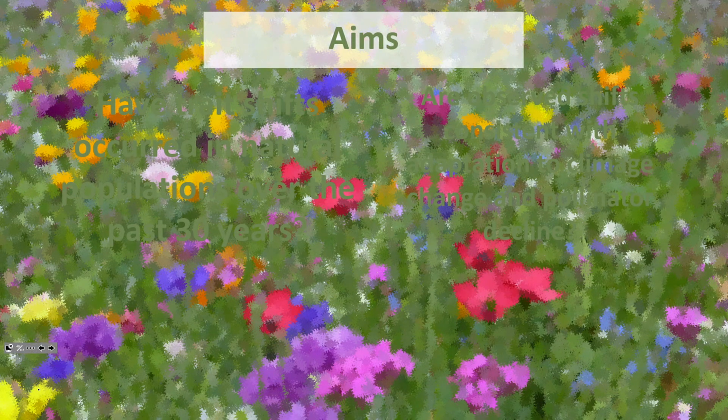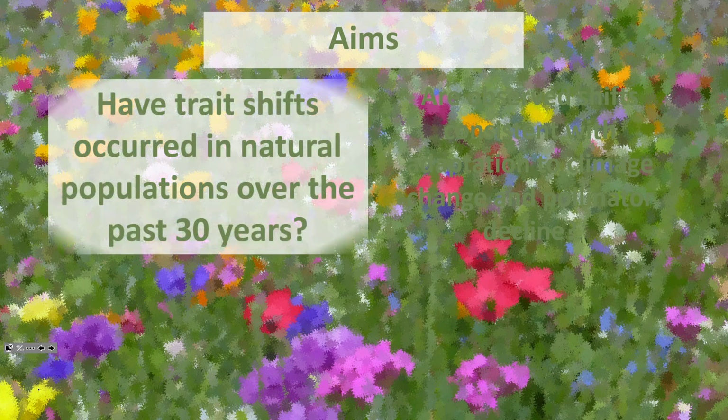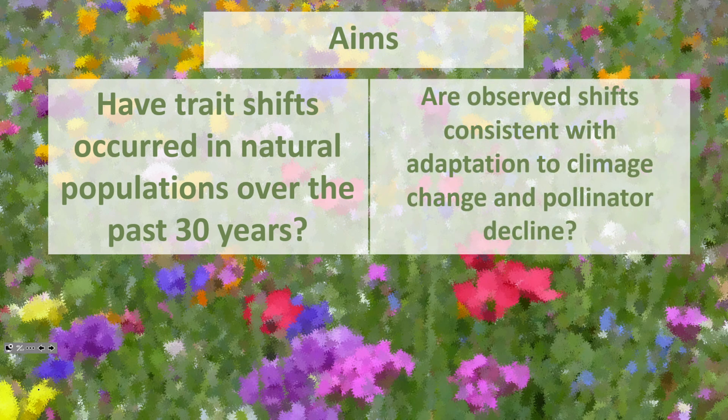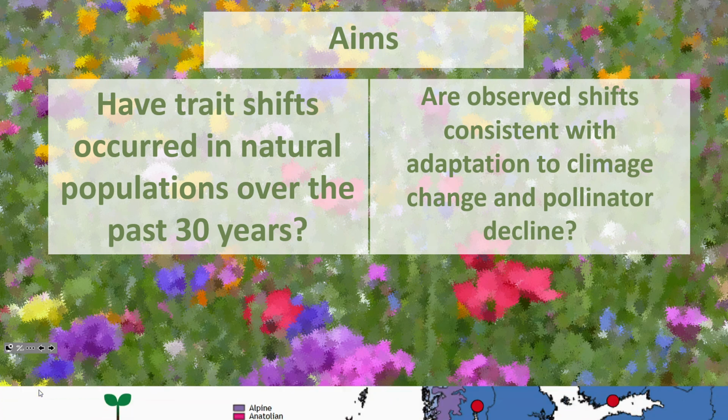So this is the background of what I do. And today I'm going to show you some quite preliminary results of 2 independent resurrection studies. And these results currently can help me answer 2 questions. Have trait shifts occurred in the last 30 years in natural populations of entomophilous plants? And are the observed shifts consistent with adaptation to pollinator decline and climate change?